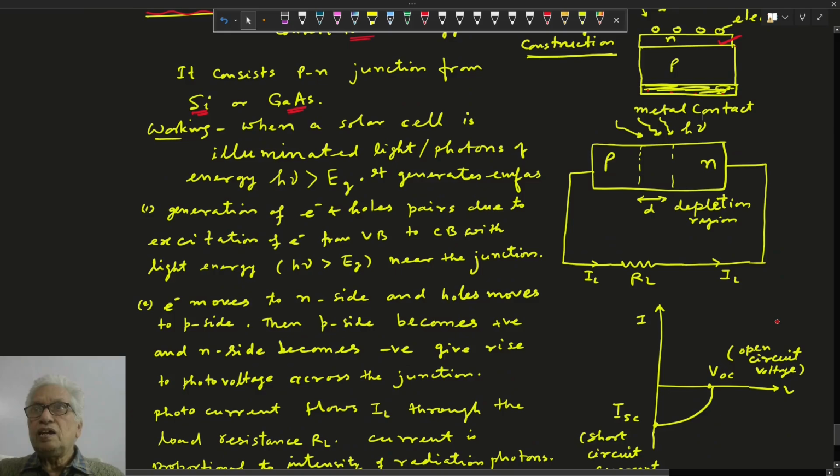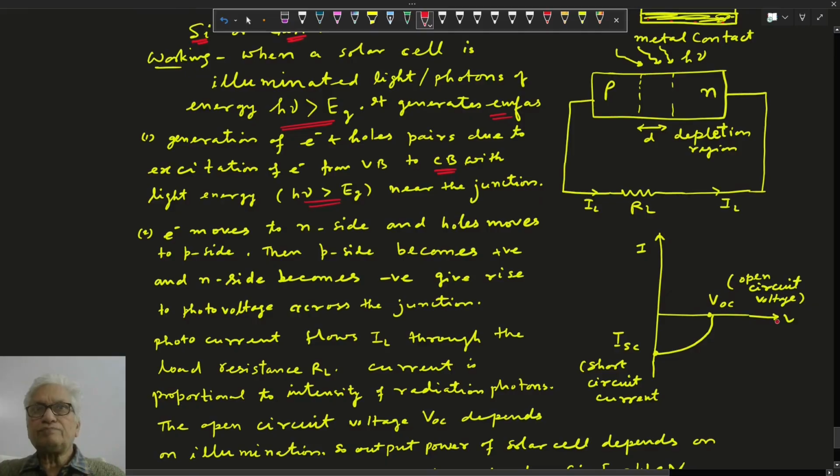Say it is like this: P region, N region, and this is the depletion width. If photons or sunlight fall on this junction and the photon energy, h nu or hc by lambda, is more than the energy gap, it generates EMF. Electron and hole pairs are created due to the excitation of electrons from the valence band to the conduction band, and the light energy is absorbed near the junction.